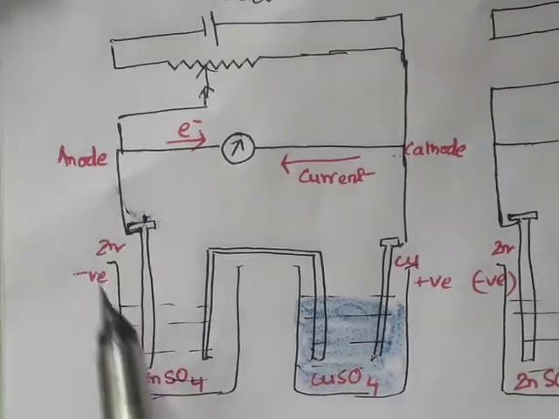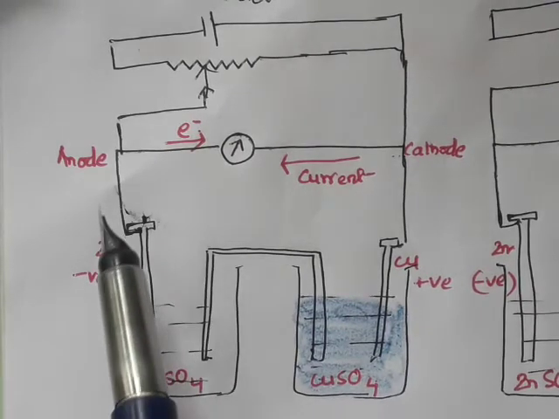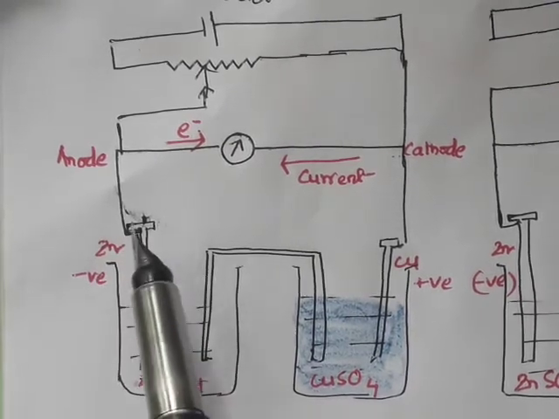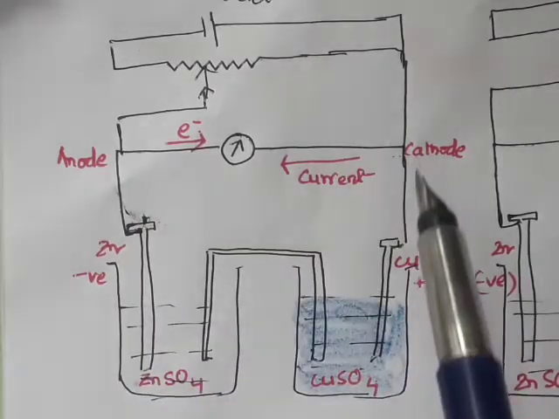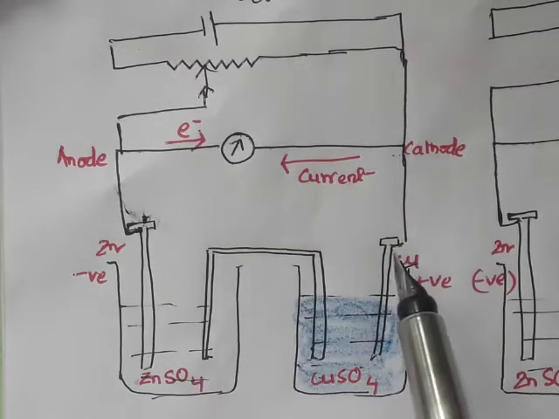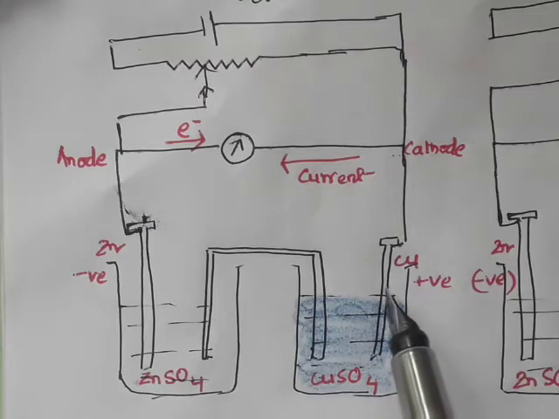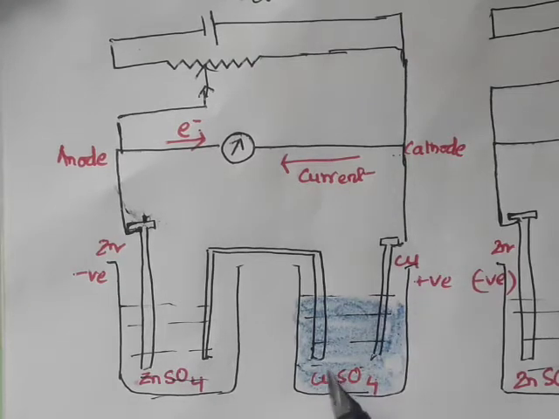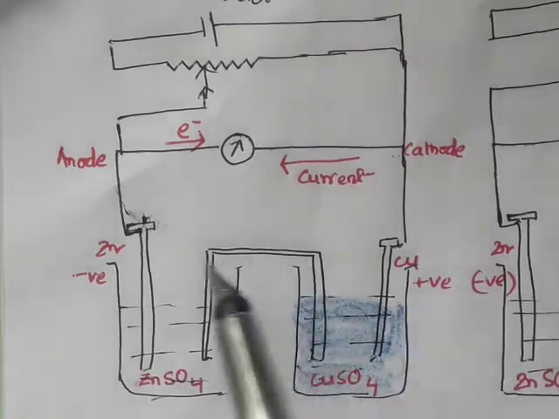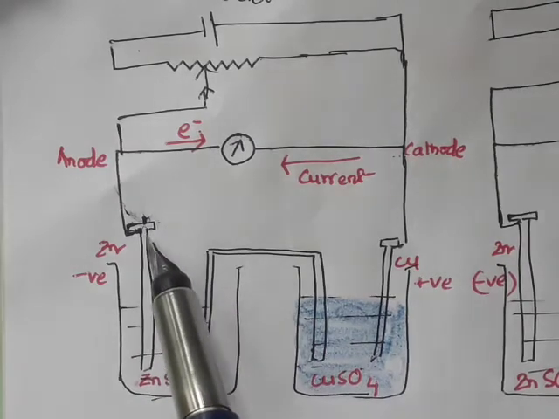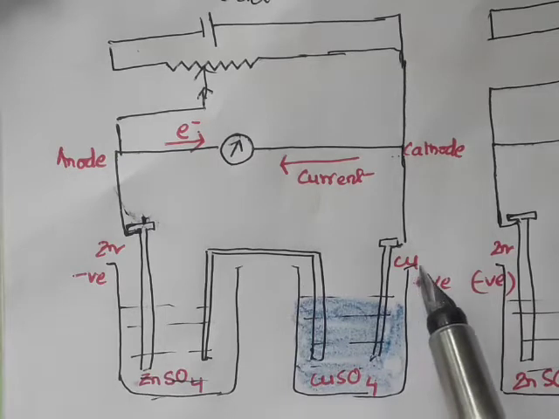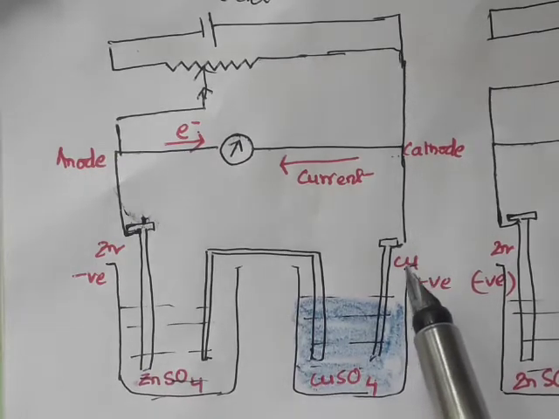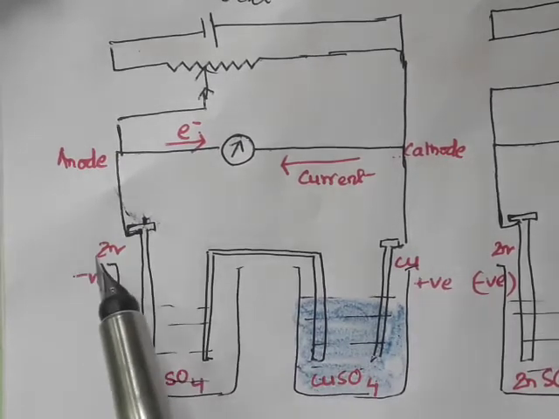At the anode, what will take place? Oxidation. So when oxidation happens, zinc loses electrons, and those electrons travel through the conducting wire, reach the cathode, and with these electrons the copper ion will get reduced. So the flow of electrons takes place from the anode, that is the zinc electrode, to the copper electrode, and the current will flow from the copper electrode to the zinc electrode.